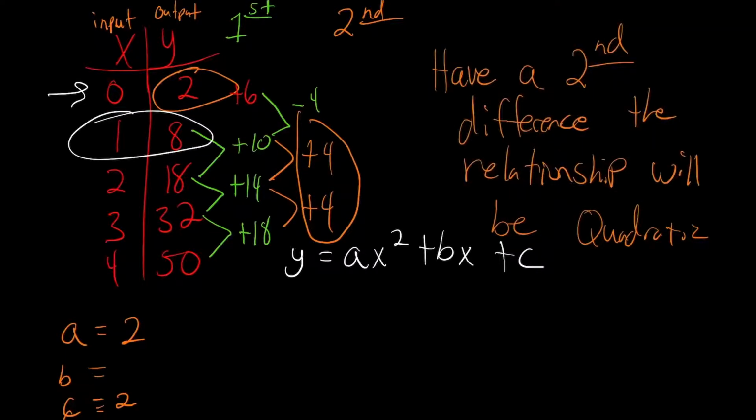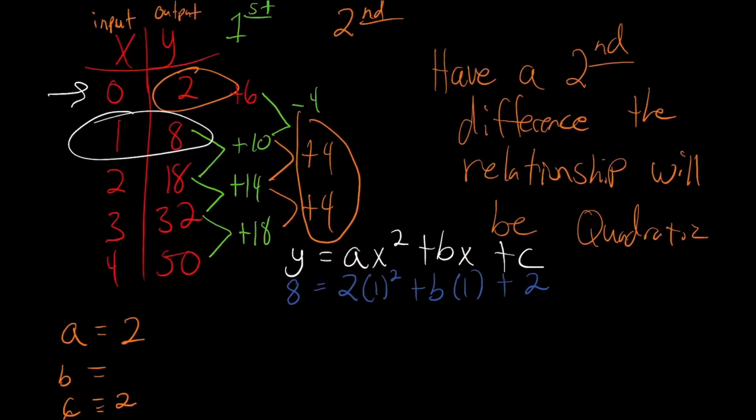Alright. So I have a y value. Well, we know what y is. It's 8 equals my a value, which we're going to say is 2, times x squared. Well, x we know is 1, plus, we don't know b yet, but we know that x is 1 from up here, plus my c value, which is 2. Notice we only have one variable now, which is a b value.